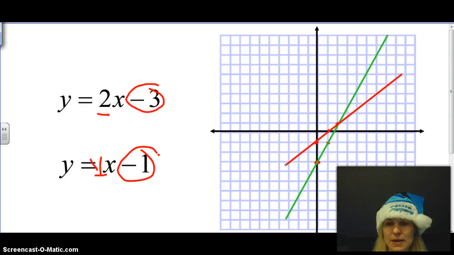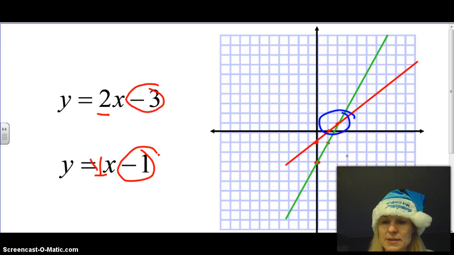And we'll see our line goes like here. And you can see that it intersects right here. So it's a consistent system with a solution of (2, 1), because this is the point (2, 1). My x is 2, my y is 1.